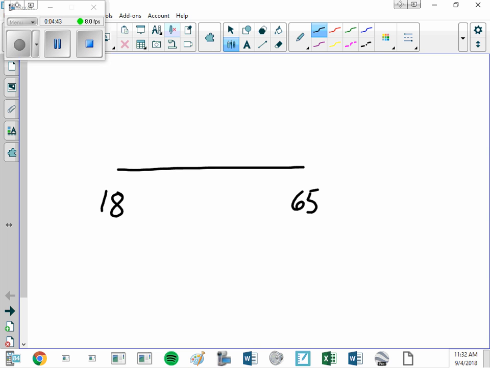Now, where is most of the area going to be? To the left, between the ages of 18 and 30. Is it? Well, which age do you think will have the most? 18, 19, 20, right? What's going to happen after 20? Some people drop out, some people graduate. So it would probably look something like this.